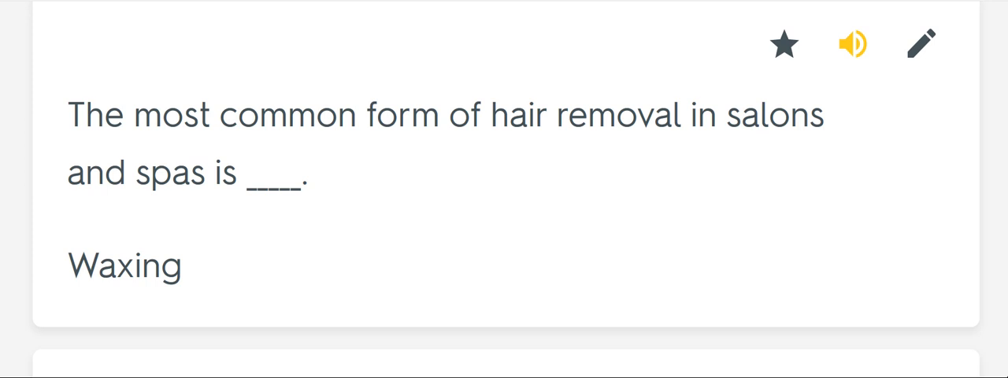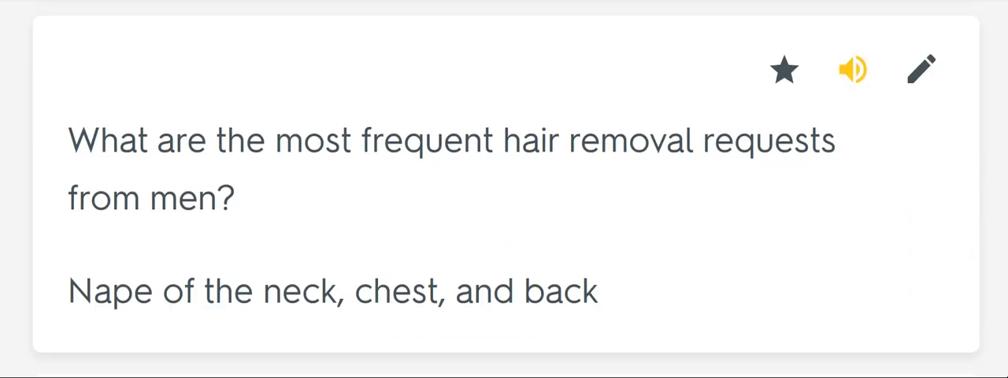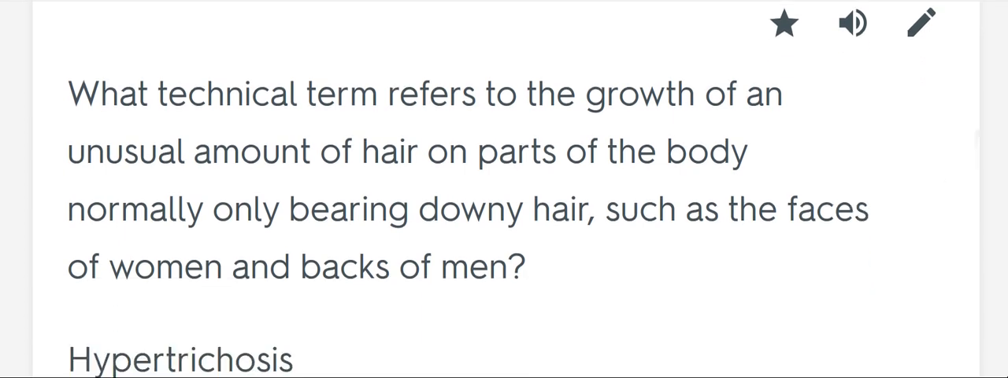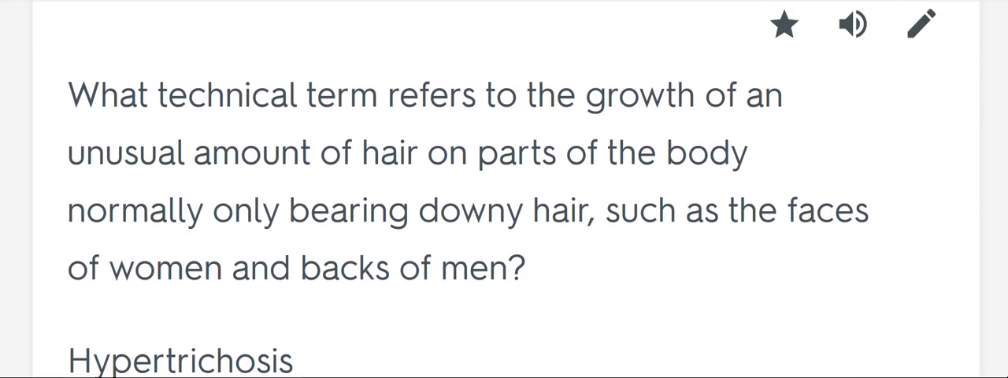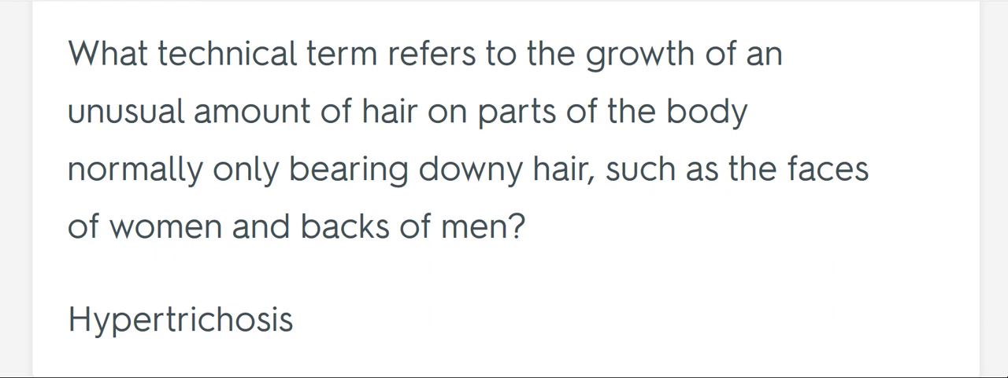The most common form of hair removal in salons and spas is waxing. What are the most frequent hair removal requests from men? Nape of the neck, chest, and back. What technical term refers to the growth of an unusual amount of hair on parts of the body normally only bearing downy hair, such as the faces of women and backs of men? Hypertrichosis.